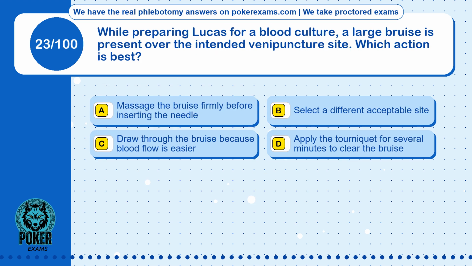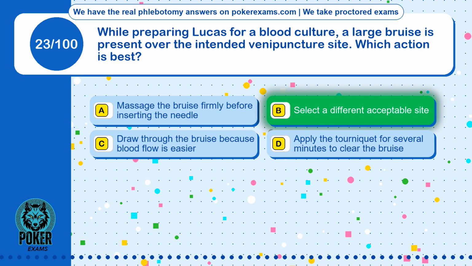Question 23. While preparing Lucas for a blood culture, a large bruise is present over the intended venipuncture site. Which action is best? Option A. Massage the bruise firmly before inserting the needle. Option B. Select a different acceptable site. Option C. Draw through the bruise because blood flow is easier. Option D. Apply the tourniquet for several minutes to clear the bruise.